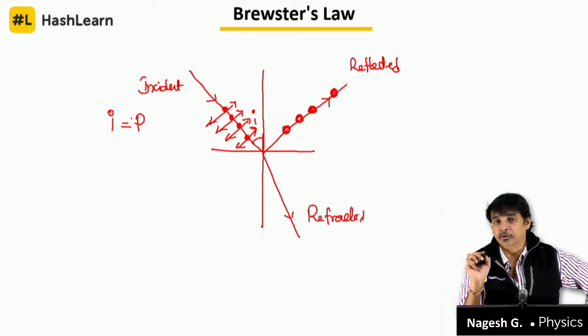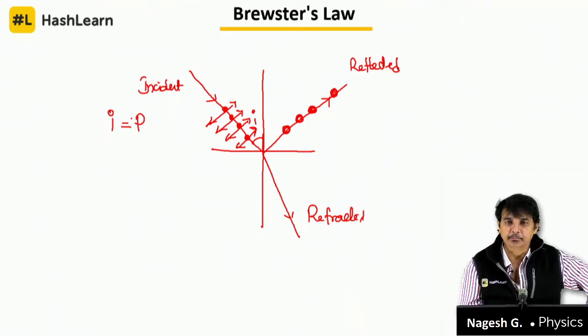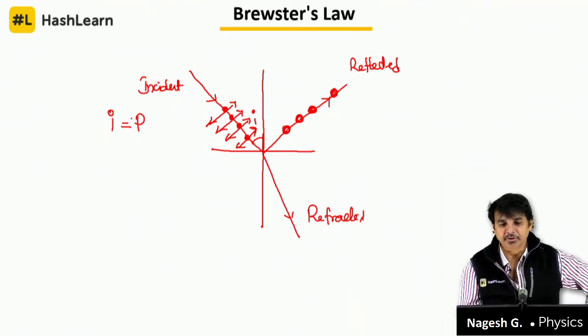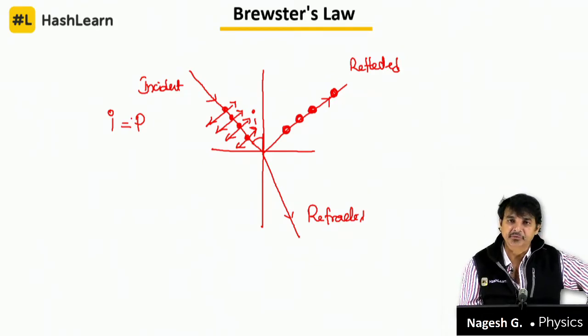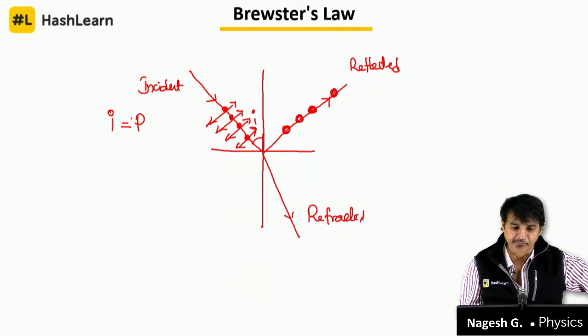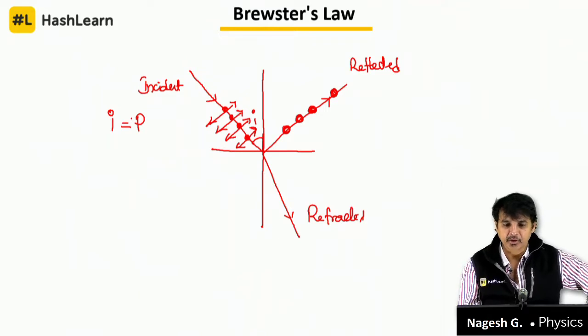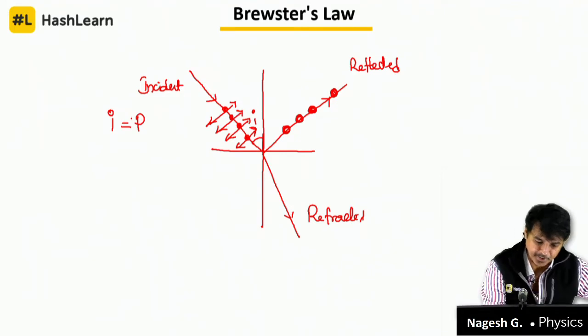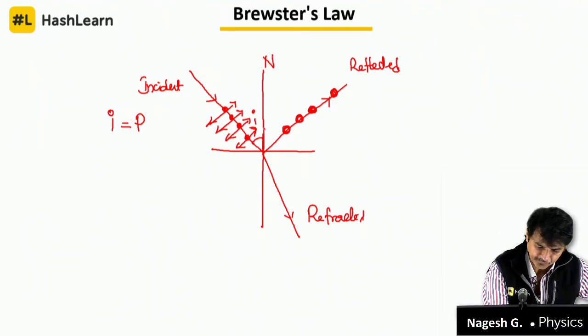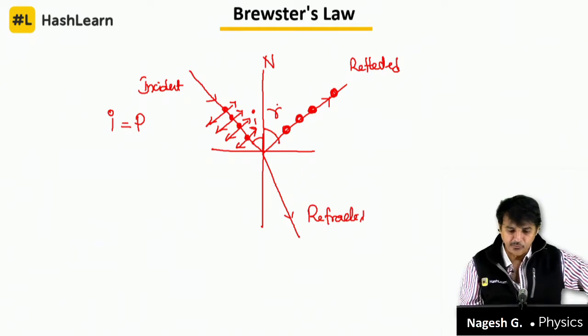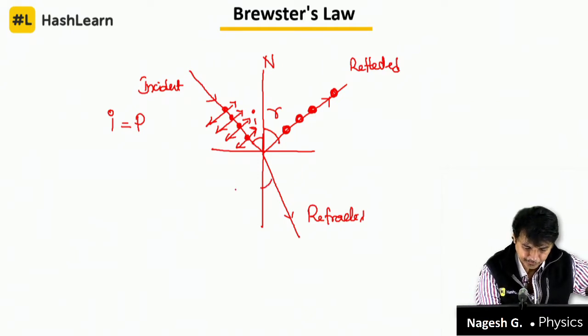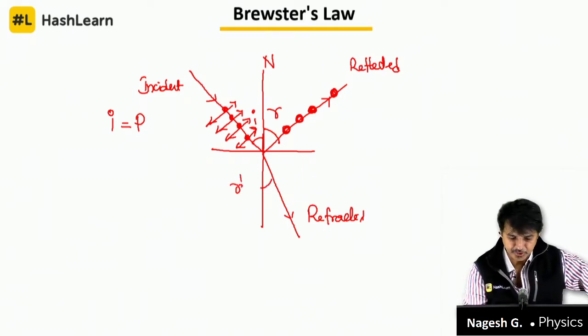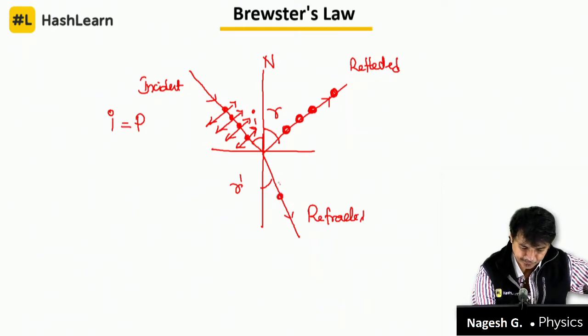At all angles of incidence, you won't get the reflected beam completely polarized. For a particular angle of incidence, what is the name of that angle? It is known as the angle of polarization p. Reflected light is completely polarized. This is the angle of reflection, small r. This is the angle of refraction, r dash. Then what about the refracted beam, sir? You may ask a question.